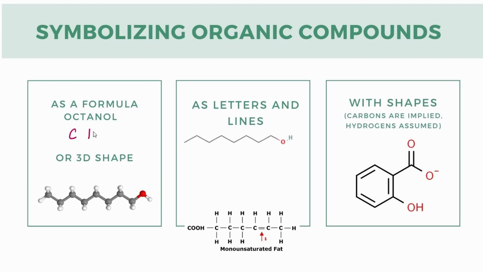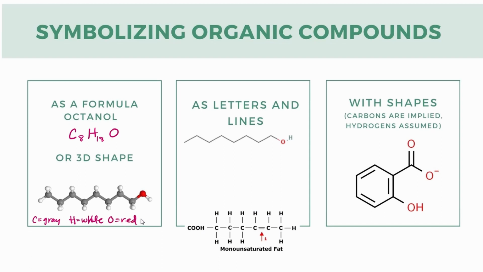It doesn't have anything fancy on it, right? It's just a line with an OH group at the end. If we were going to write this as a formula, we would write it as C8H18O, meaning it has 8 carbons, 18 hydrogens, and 1 oxygen. So that would be how it's written as a formula. Here is a version of what it looks like as a 3D shape. Generally, every element has a different color, so that's helpful when you're looking at that.